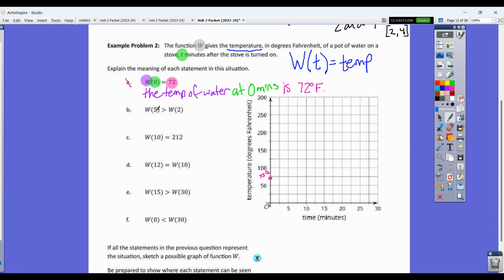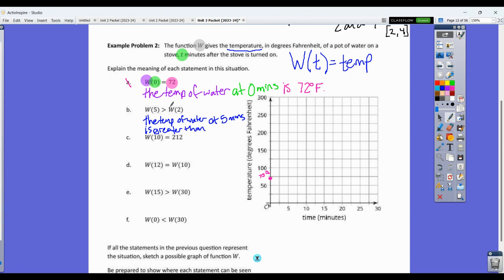Okay, now we're going to do the same thing with some of these. So this is where it gets a little interesting. You're like, okay, wait, we have a greater than symbol. Make sure you know that that's what it is. So how do we do this? Well, the W means the temp of the water. Okay, and then you do the 5. So at 5 minutes. And now it's not telling us what it is, but it's telling us it is greater than.